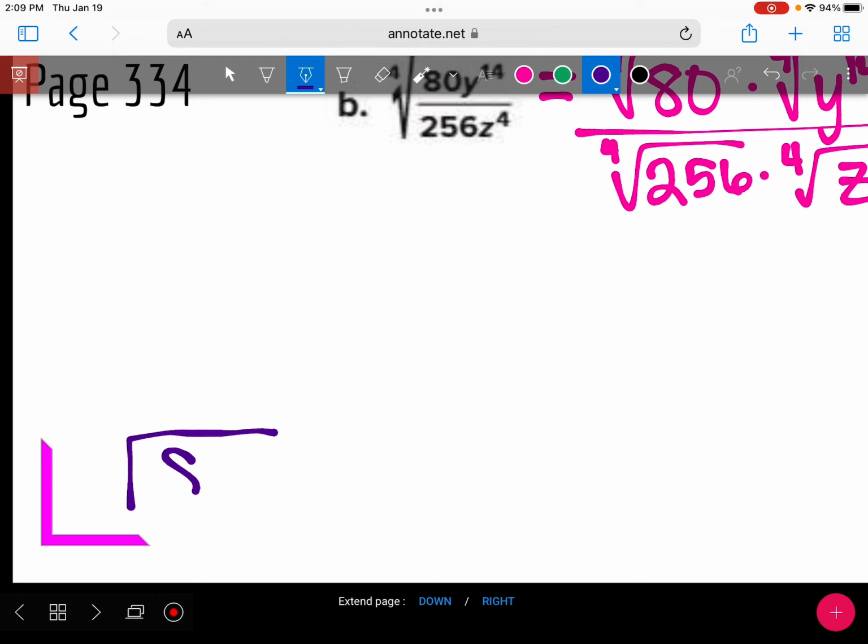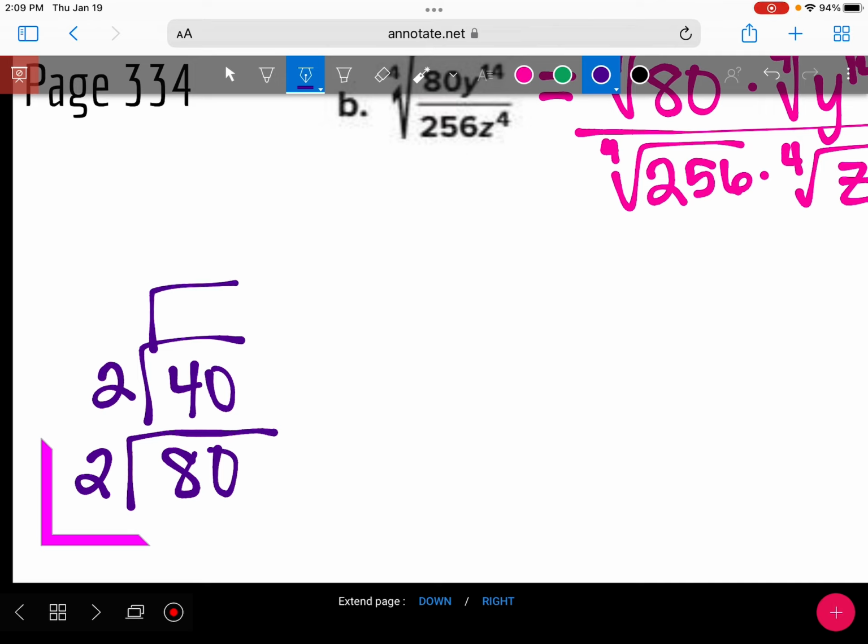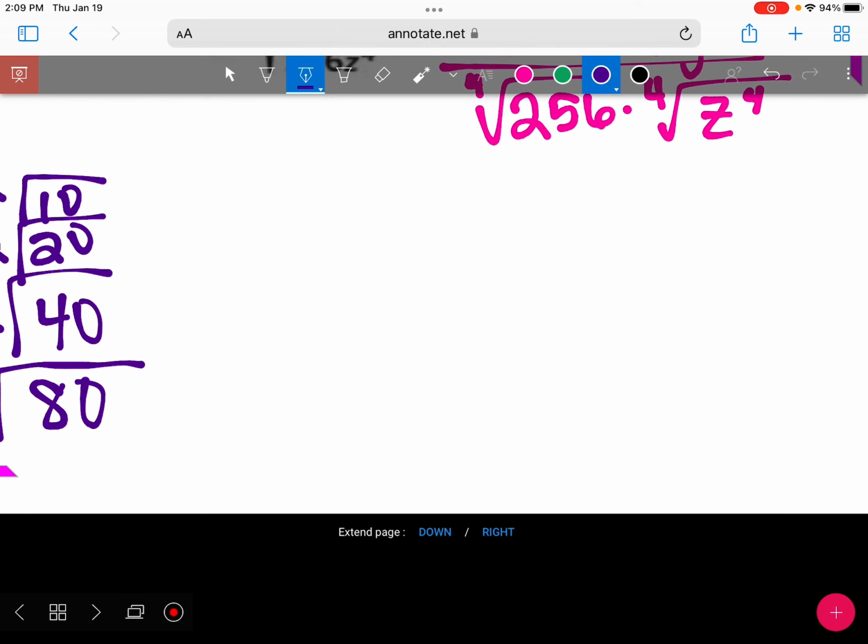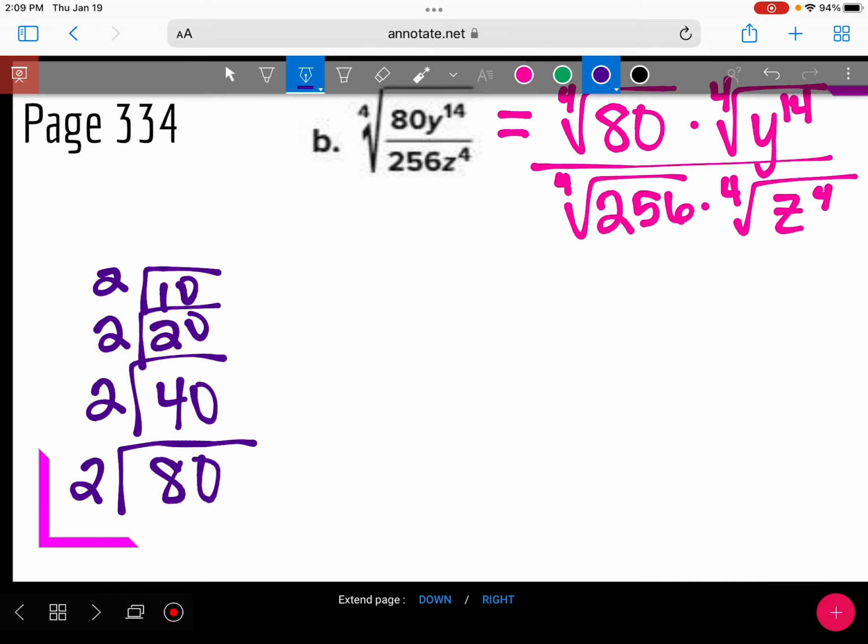What is something I can pull out of 80? 2. And then what do I get? 40. And then what do I pull out again? 2. 20. 10. 5. 5. And then we got 1 on top, right? Everyone okay with that? So we need a group of 4. What's our group of 4? 2.